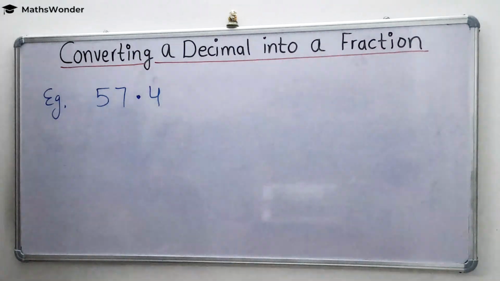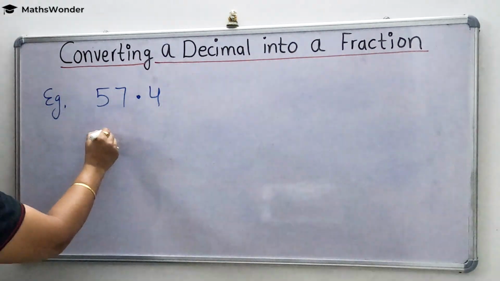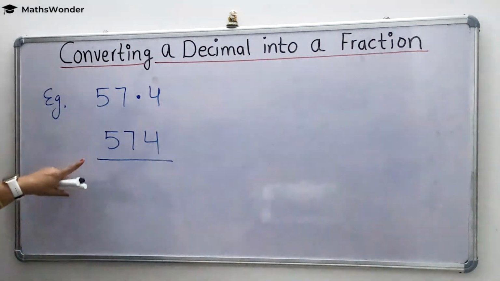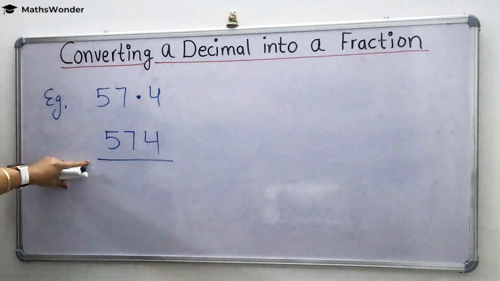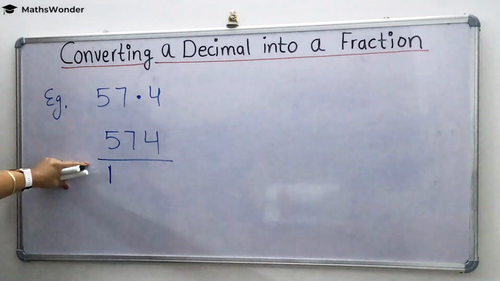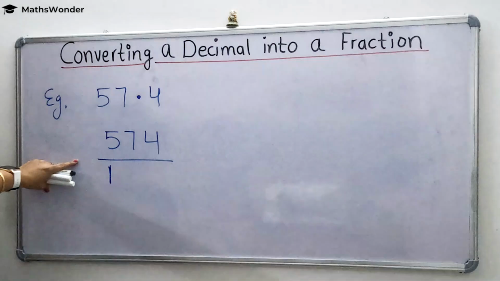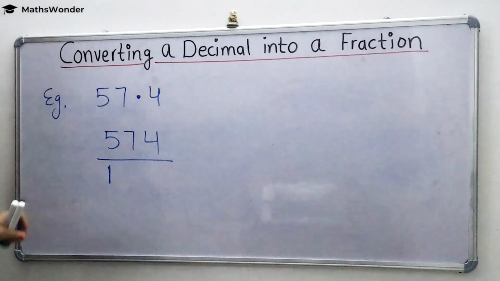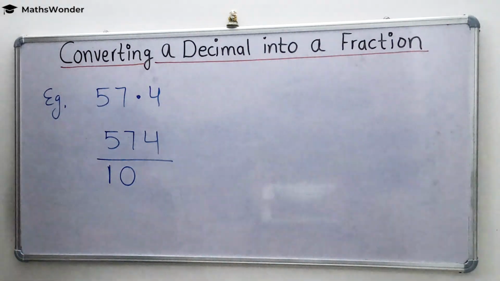First of all, whatever your decimal is, you will write it as the numerator, okay? Then below, the division line, this is the division line, right? After 1, you will put the number of zeros equal to the number of decimal places in the given number. How many decimal places are in this number? 1. So we will put 1 0. Okay, this is the first step.